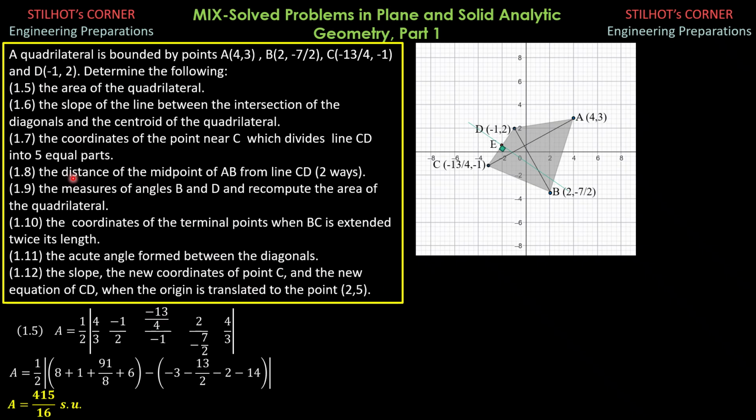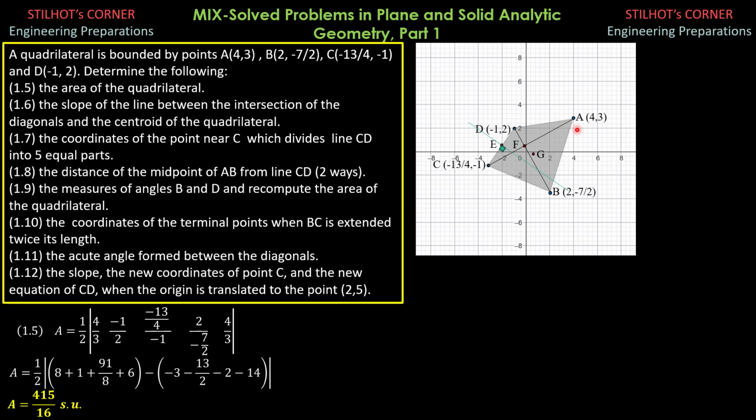So that's the area. Then we proceed to 1.6. The slope of the line between the intersection of the diagonals and the centroid of the quadrilateral. First, let's find the point of intersection of the diagonals, and let's call that point F. And to find F, we need the point of intersection of diagonals AC and BD. So equation of AC, we already found the slope 16 over 29. So the equation is, I select 4, 3 as the point where the line passes through.